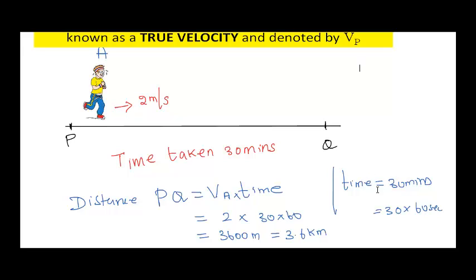Here you can see the time taken is 30 minutes. 30 minutes you can convert into seconds, which is 30 into 60 seconds. So the distance would be the velocity into the time taken. Velocity is in meters per second, so the time we also convert to seconds. So it's 2 into 30 into 60, which is 3600 meters. Also you can write 3.6 kilometers.